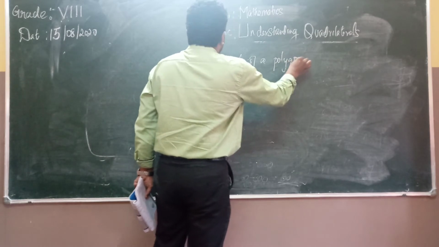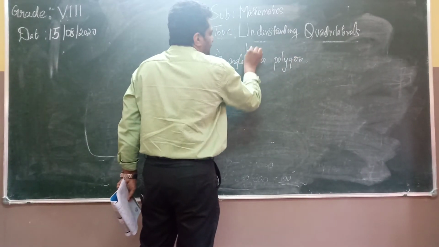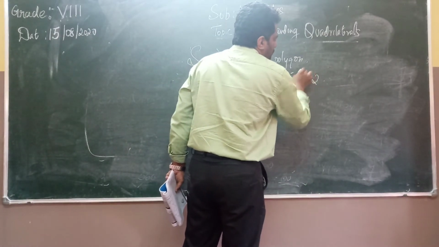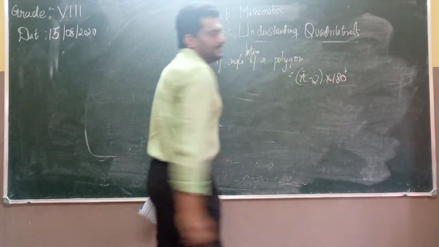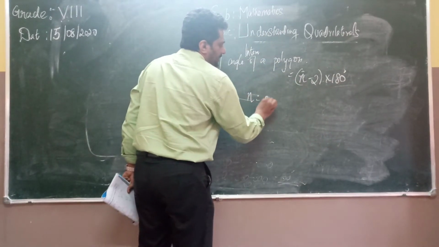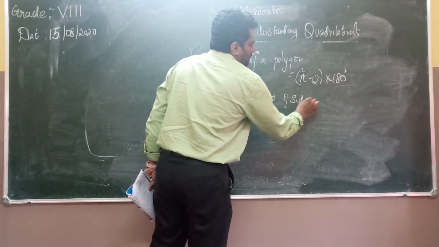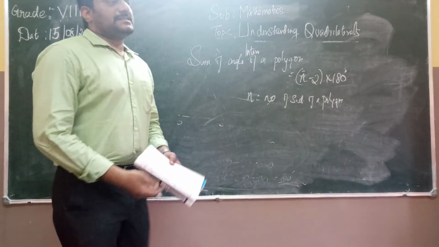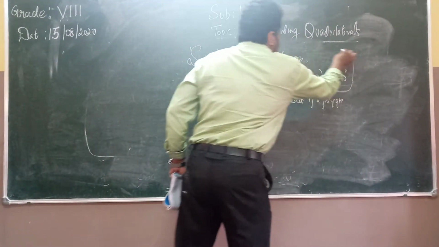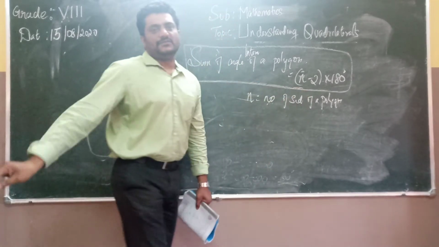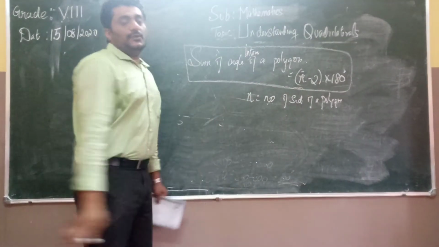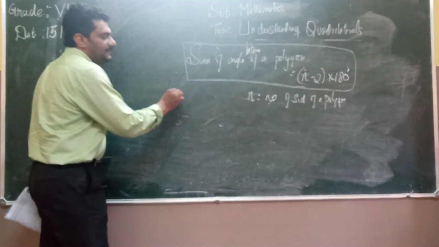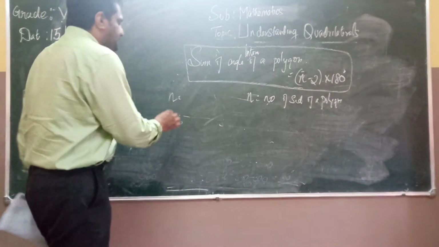Whenever I have the sum of the angles, it is always the interior angles. The formula which we learned was (n minus 2) multiplied by 180 degrees, where n is the number of sides of a polygon. In the previous classes I have already told you that this is an important formula which you have to remember. Now you have to find the sum of the interior angles when the number of sides is given. In the first part of the question, the number of sides is 7.